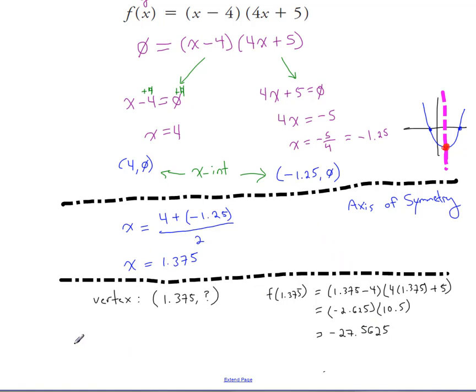So let's just put a little therefore statement. We'll say therefore vertex is at, we'll do this in another color to keep it nice and organized, 1.375 and negative 27.5625. So that's the coordinates of this point right up here. Okay, so that wraps that one up. Let's move on to a new question.